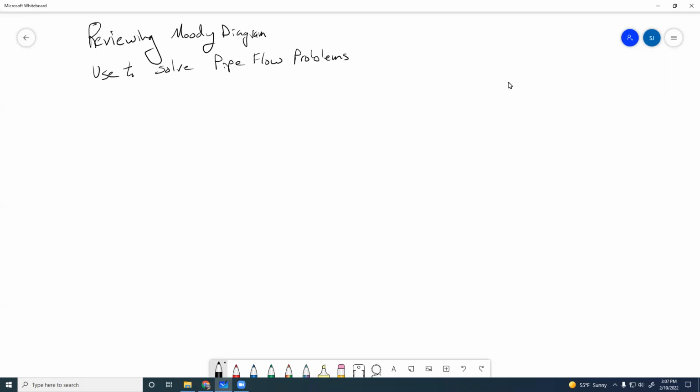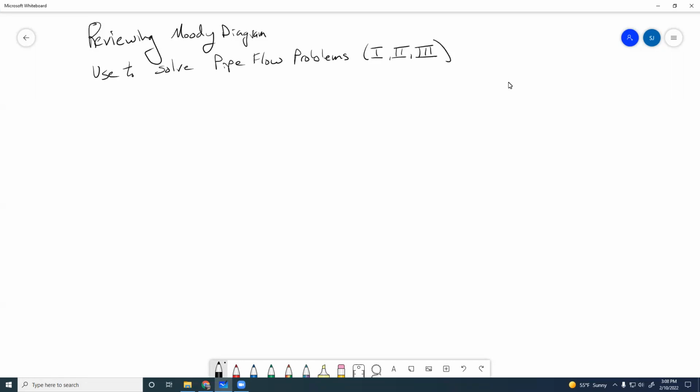Okay, here we go. So today we're going to be reviewing the Moody diagram, and we're going to be using it to solve pipe flow problems. And they're called type 1, 2, and 3.